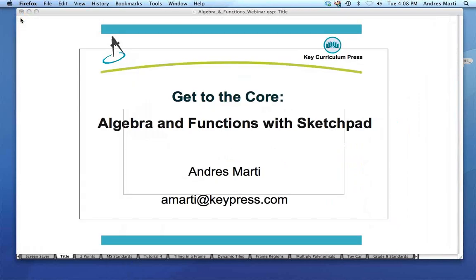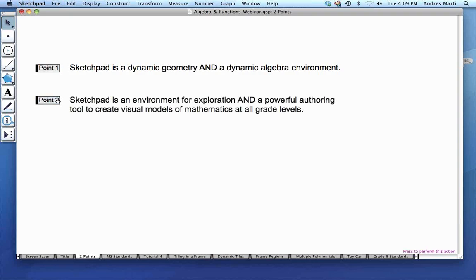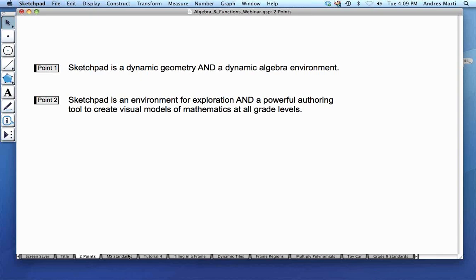All right. So the two main points I want to get across today is, first of all, that Sketchpad is thought of as a dynamic geometry environment, because it is, but it's also a dynamic algebra environment, fundamentally, and that's what I'll be making clear by going through some of the activities. And also that Sketchpad is not only a powerful environment for exploration, but it's a powerful authoring tool to create visual models of all kinds of mathematics. And that doesn't mean you necessarily have to create the models from scratch, although it's very interesting and satisfying to do so. But we have lots of models that come with Sketchpad that you can start using right away. And those models are the sample activities I was just talking about.